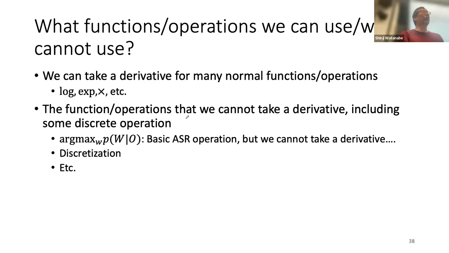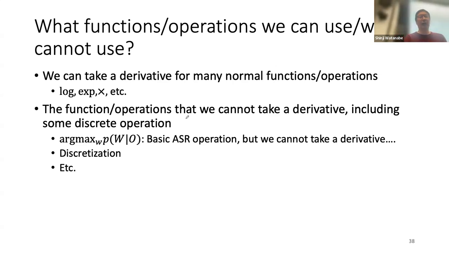We can actually use the log, exponential, multiplication, sine, cosine, hyperbolic sine, almost all the functions, to approximate our problems. This is one reason that the neural network is very, very powerful. But the one constraint is whether we can take a derivative, and so on.